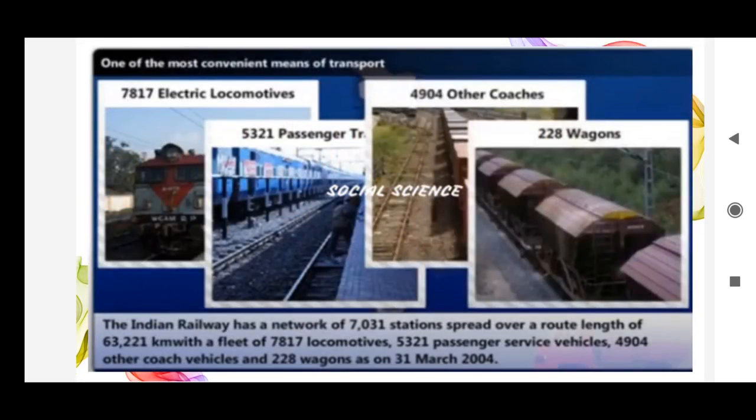The Indian Railway has a network of about 7,137 stations, children, spread over a route length of 66,687 kilometers, with a fleet of 11,122 locomotives, 54,506 passenger service vehicles, 6,899 other coach vehicles, and 2 lakh 51,256 wagons as of March 2016. So by March 2016, this much of a fleet of railways, trains, we are having, children.